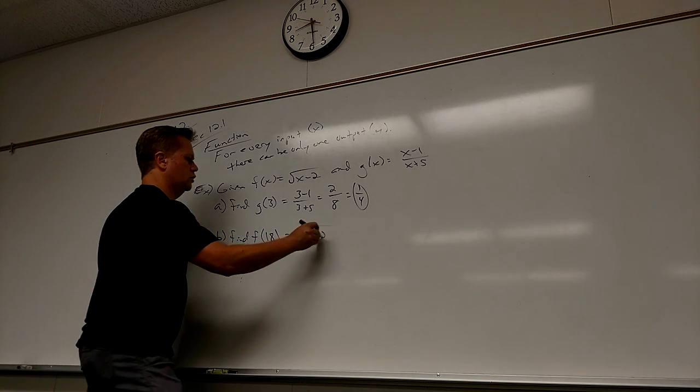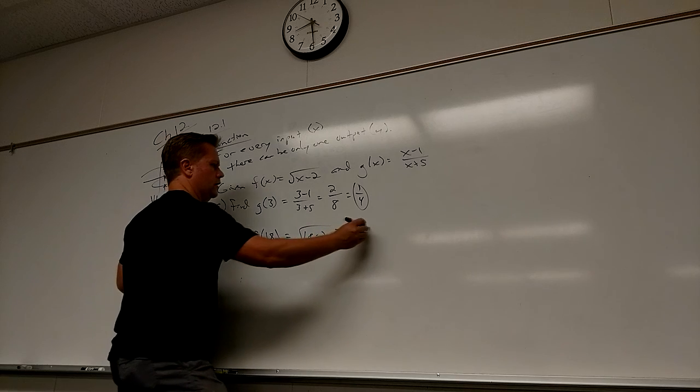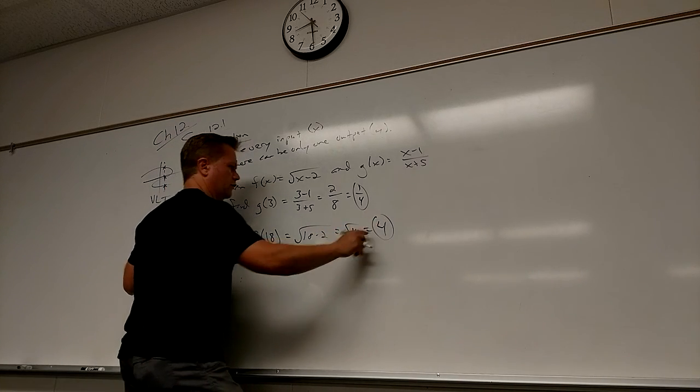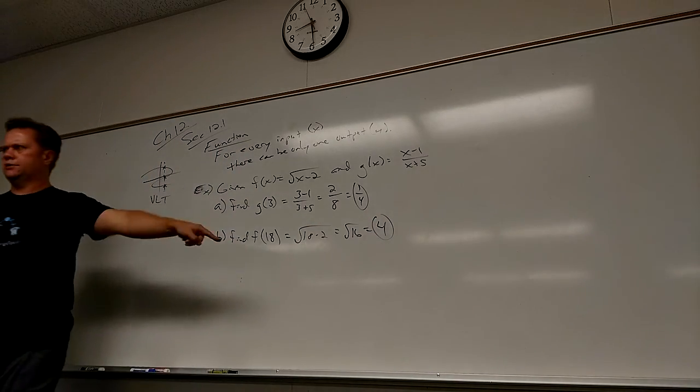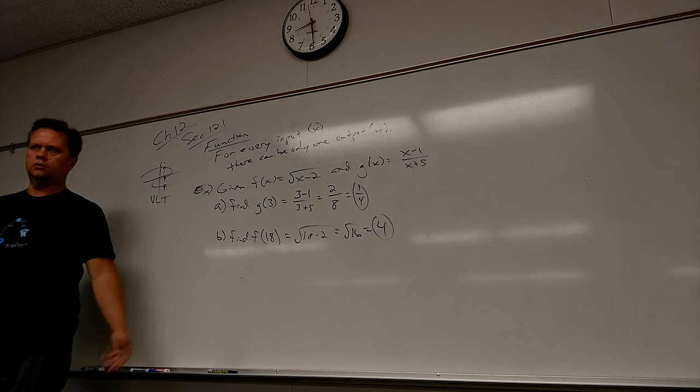Square root of 18 minus 2 is square root of 16, which is 4. And people kind of freak out and put plus or minus there. No, square root of 16 is the positive root. Don't overthink that kind of stuff.